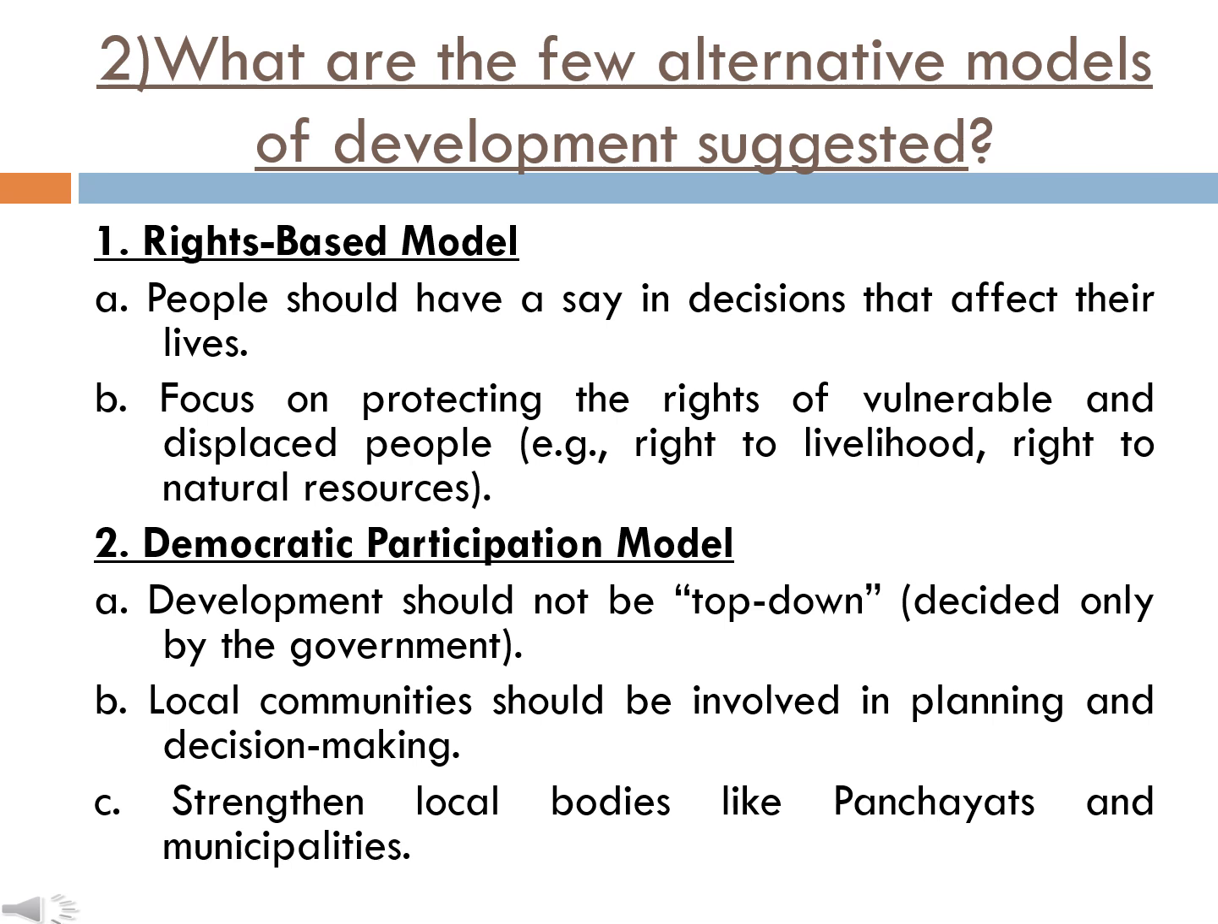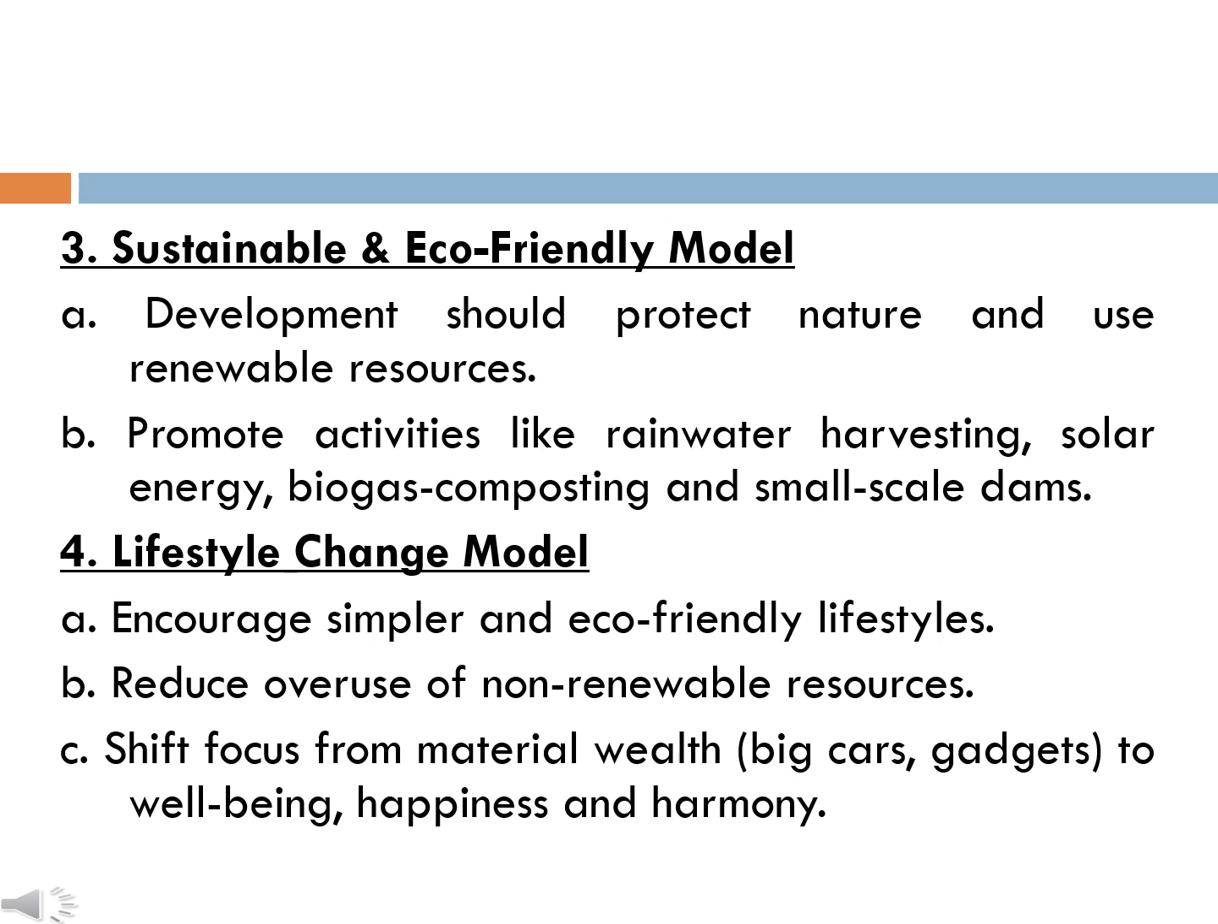Local communities should be involved in planning and decision making. So it strengthens local bodies like panchayats and municipalities. As we are mentioning, it is a decentralized process of governance. Third one, sustainable and eco-friendly model. The development should protect nature and use renewable resources. That development should meet the needs of the present generation without compromising the needs of the future generation. Right? Promote activities like rainwater harvesting, solar energy, biogas, composting, and small-scale dams.